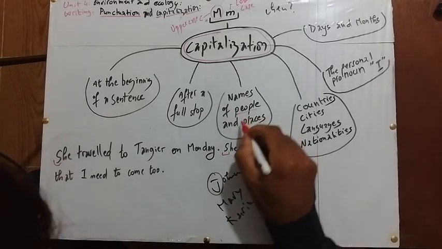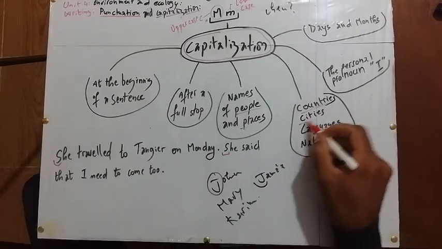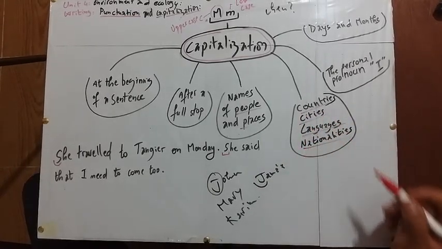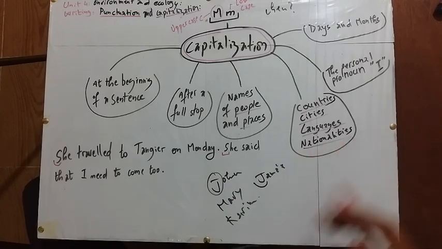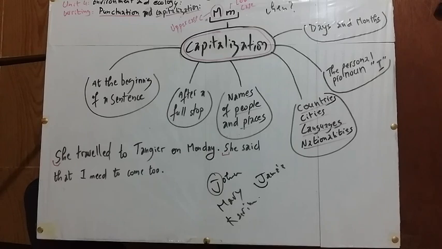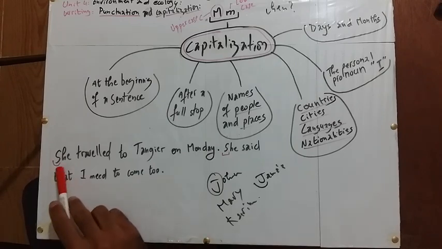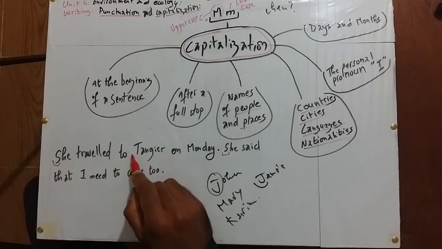Good. Right. So the next is countries, cities, languages, and nationalities. Countries: Morocco, Algeria, Nigeria. Cities: Oujda, Casablanca, Marrakesh. Languages: Arabic, French, Spanish. Nationalities: Moroccan, Spanish, Algerian, Tunisian, Turkish. So start it with a capitalized letter. Whenever you find, so here she traveled to Tangier. So this is a city. So I started with a capitalized letter.